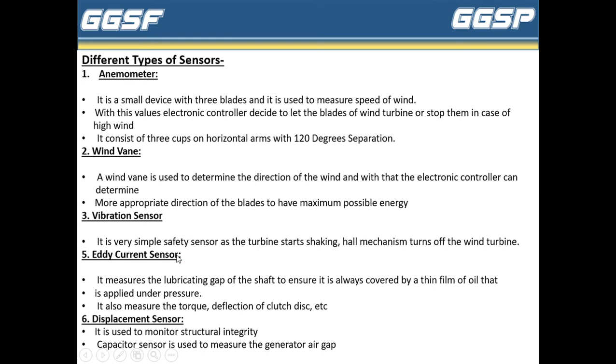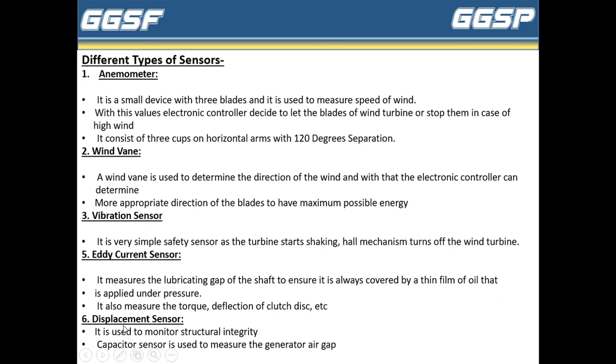It is a very simple safety sensor. As the turbine starts shaking, all mechanisms turn off the wind turbine. Then, what is meant by eddy current sensor? It measures the lubricating gap of the shaft to ensure it is always covered with a thin film of oil applied under pressure.